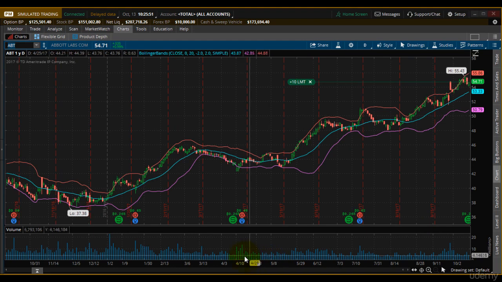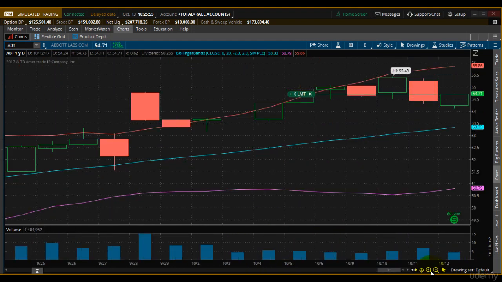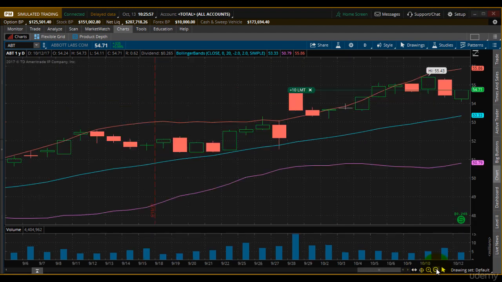Hi guys, this is our trade in ABT symbol, that is Abbott Labs, and as you can see, it is currently trading at 54.71. Today is Thursday end, so tomorrow Friday is the last working day, and if it expires, let's say at 55 or above, then we will have something to cheer on, a good profit.